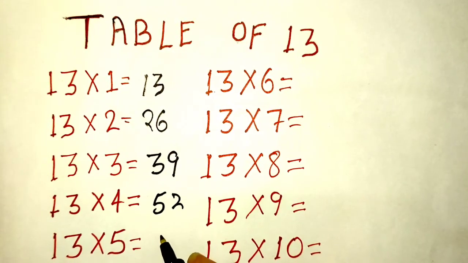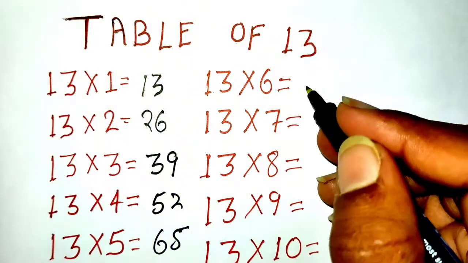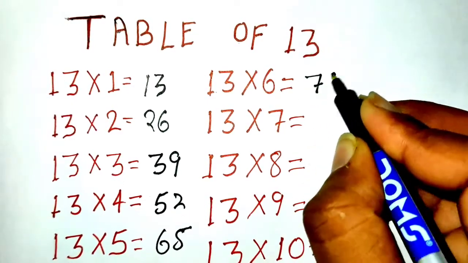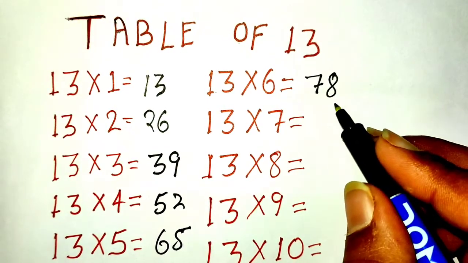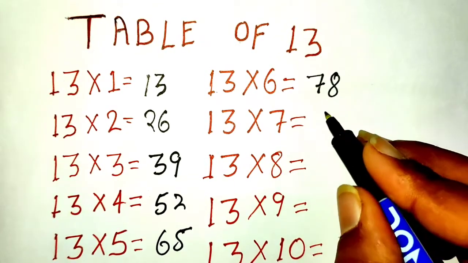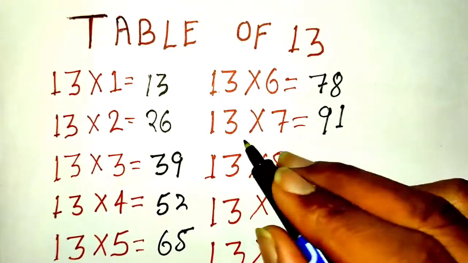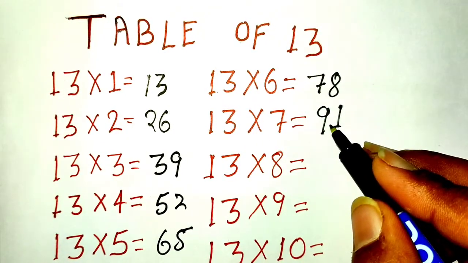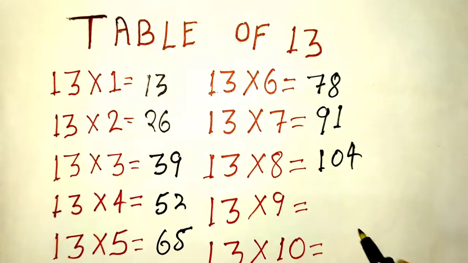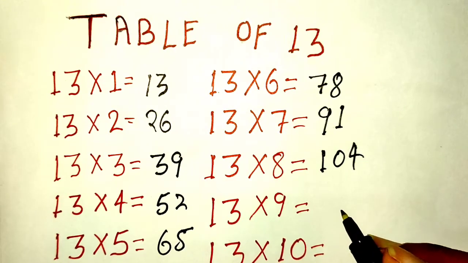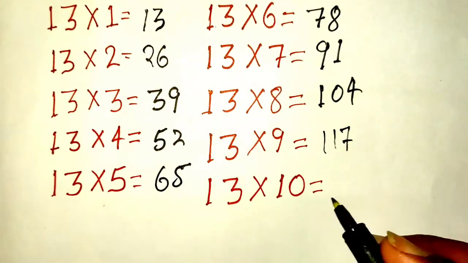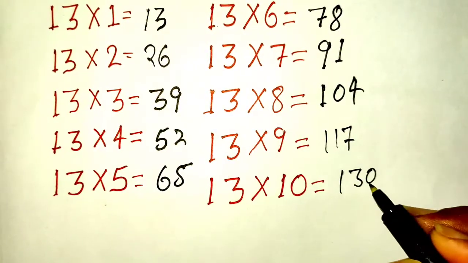13 5 ja 65, 13 6 ja 78, 13 7 ja 91, 13 8 ja 104, 13 9 ja 117, and 13 10 ja 130.